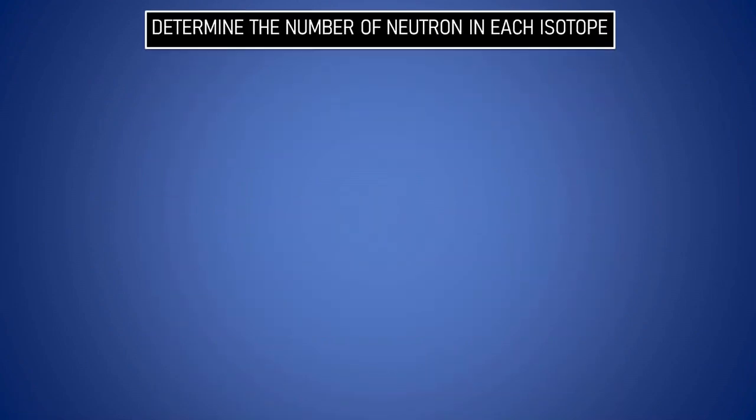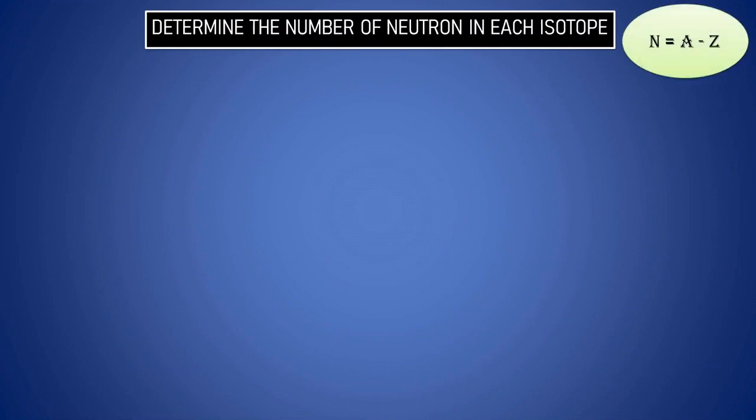Determine the number of neutrons in each isotope. The formula is N equal to A minus Z, where N equal to neutron number. We can calculate the neutron number by using this formula, N equal to A minus Z. As isotopes are atoms of the same element, they contain different neutron numbers.